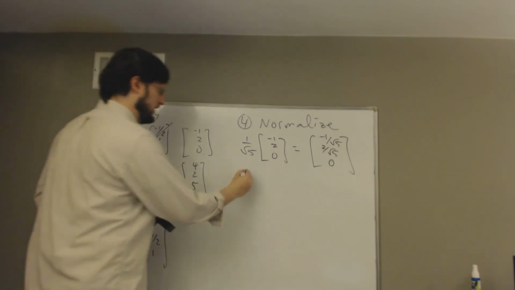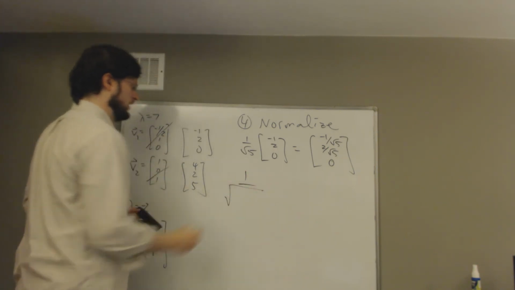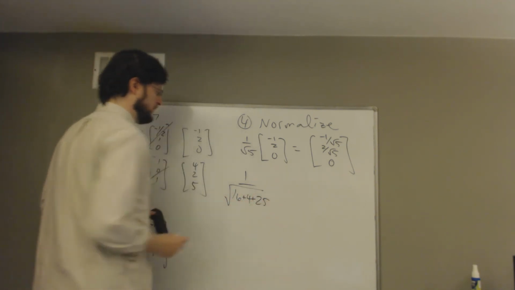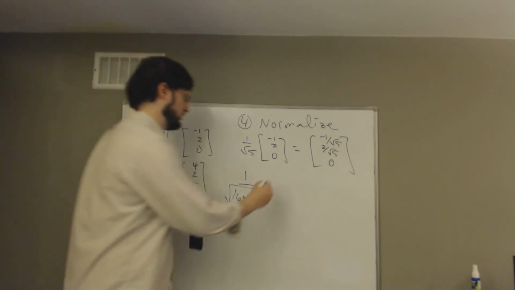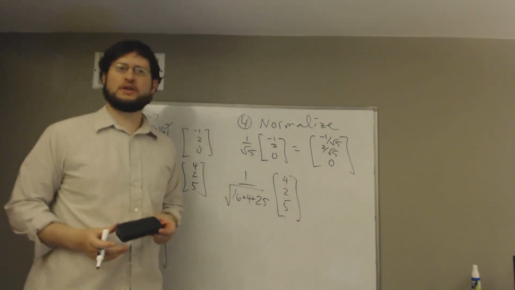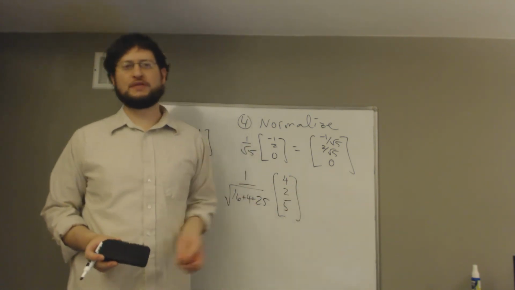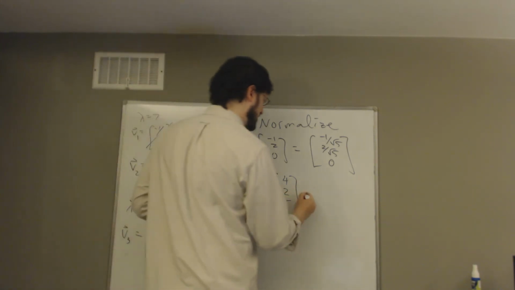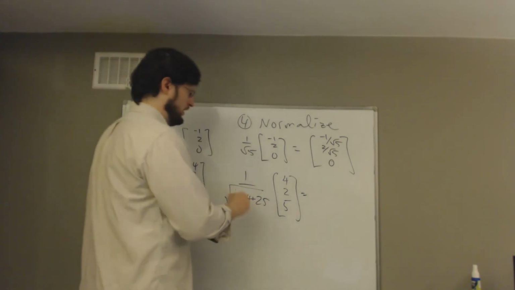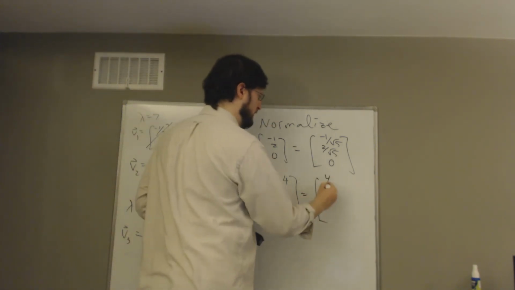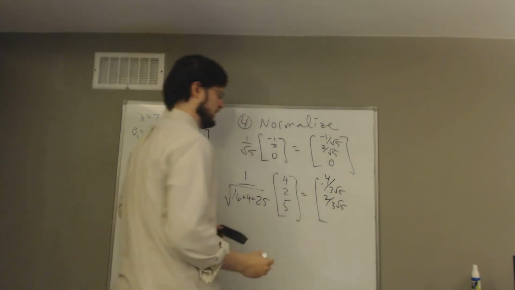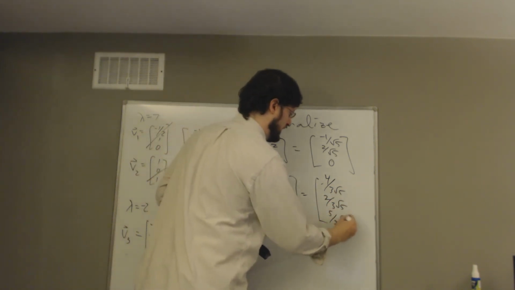The length of this is the square root of 16 plus 4 plus 25, which is the square root of 45, so we multiply the vector 4, 2, 5 by 1 over the square root of 45. 45 is 9 times 5, so the square root of 45 is 3 root 5. So that's 1 over 3 root 5, all multiplied by this stuff. So that's 4 over 3 root 5, 2 over 3 root 5, and 5 over 3 root 5.